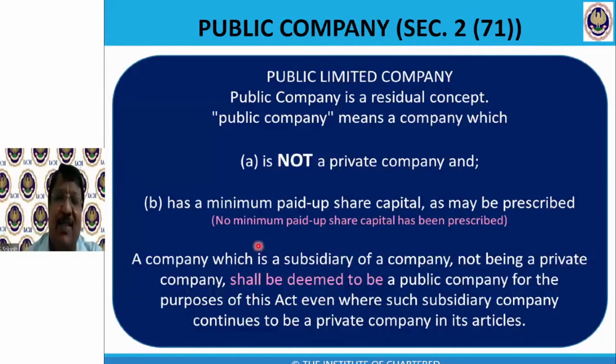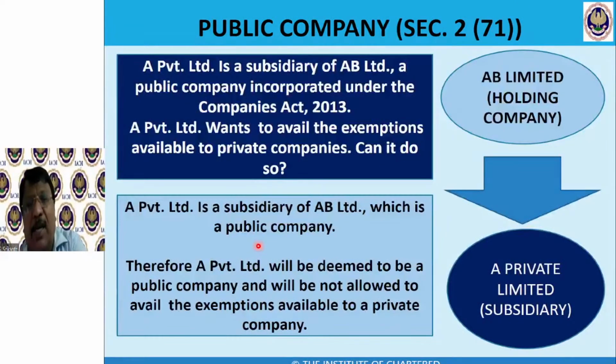Read this clearly. What does it say? A company which is a subsidiary of a company, not being a private company, shall be deemed to be public company. See, public company can have private company as subsidiary or public as subsidiary. Public is a subsidiary, automatically it is public company. Private is a subsidiary, then that will be deemed to be public company. But the opposite, if you try, no. AB Limited will continue to be public. A will continue to be private.